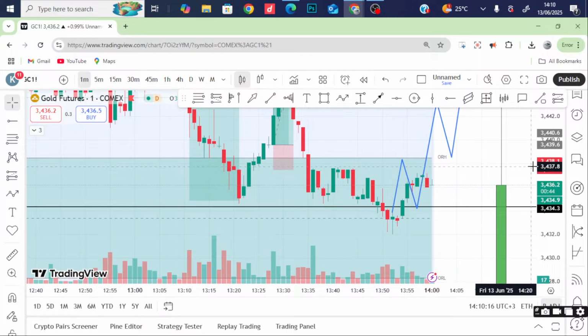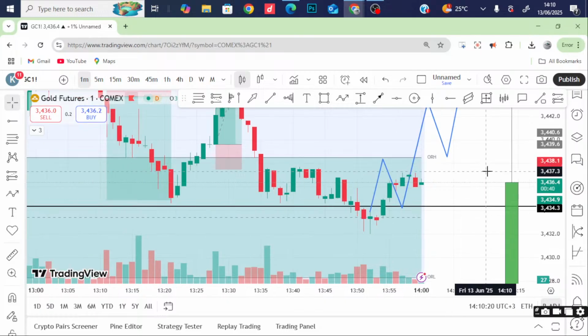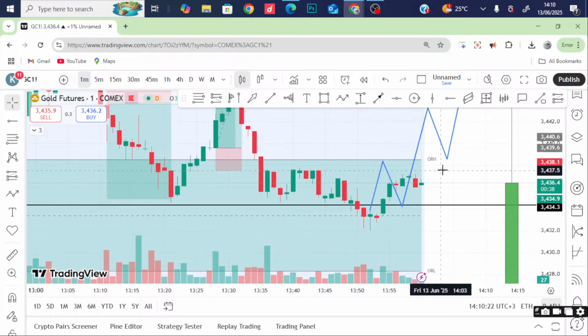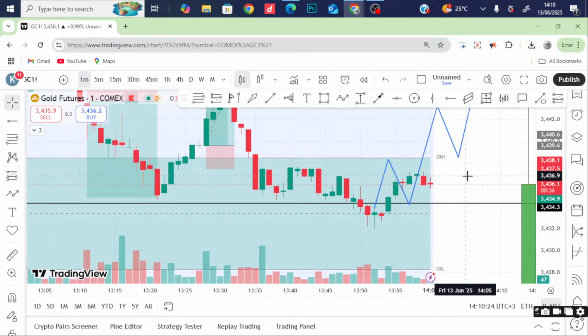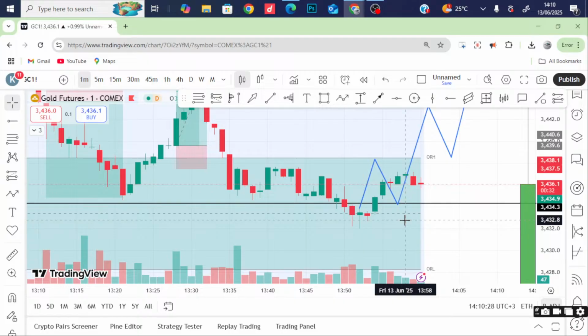Still pushing up, still pushing up. There's been a rejection from that point. That's good.